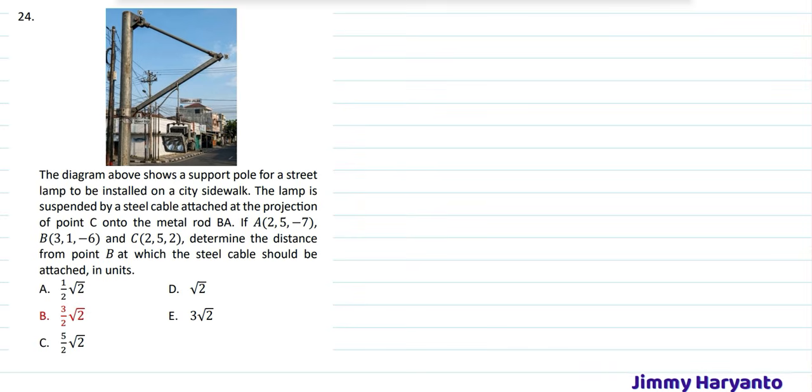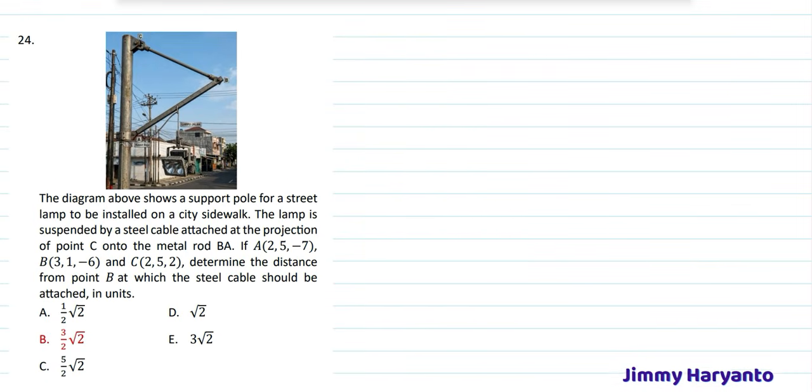Next is 24. For question 24, blah, blah, blah. This is point A. Sorry, this one is point A. And then this one is point B. This one is point C. The question says the lamp is suspended by a steel cable. Okay, this one is the steel cable attached at the projection of point C.